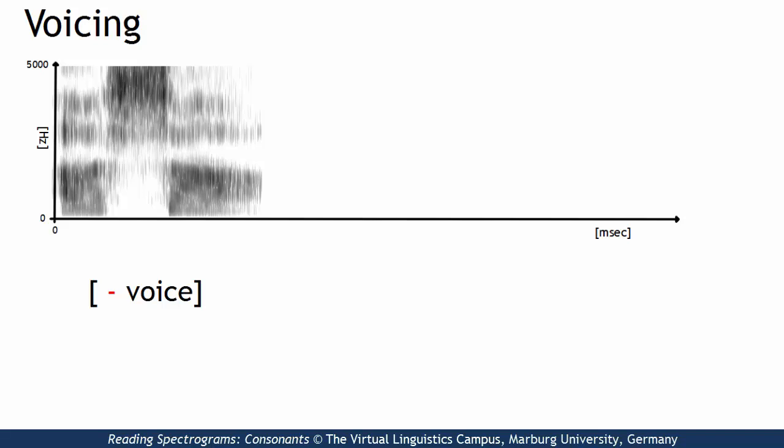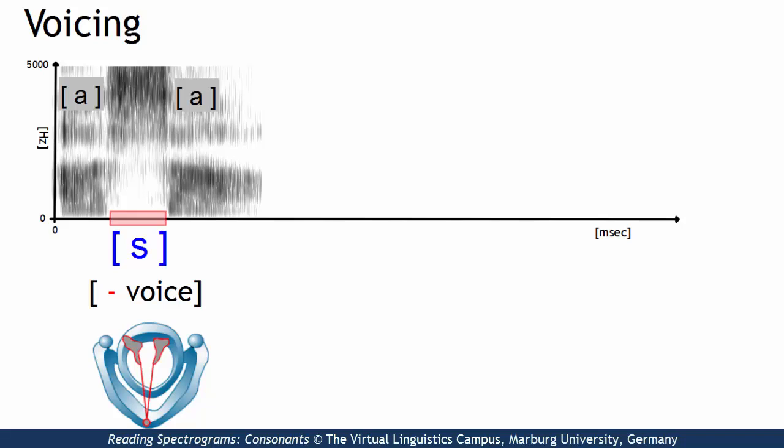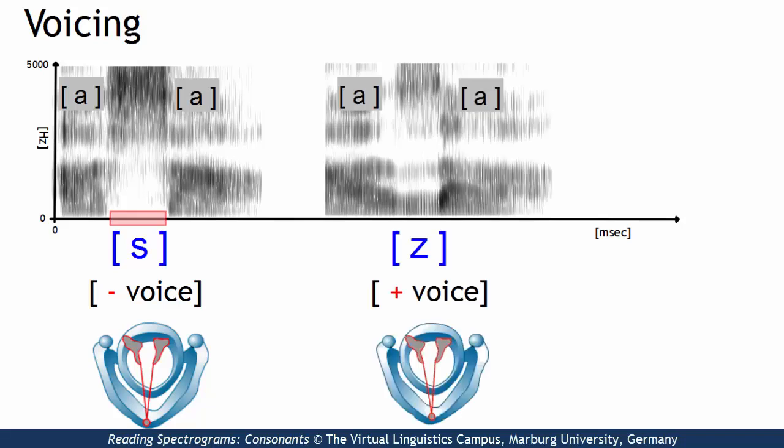The first and most obvious parameter that allows us to identify consonants is the absence of vocal fold vibration in voiceless consonants. In "asa," there is no visible vocal fold vibration and thus no fundamental frequency. "Aza," by contrast, involves vocal fold vibration and thus has a well-defined fundamental frequency. This allows us to differentiate between voiceless consonants and any other voiced sound.